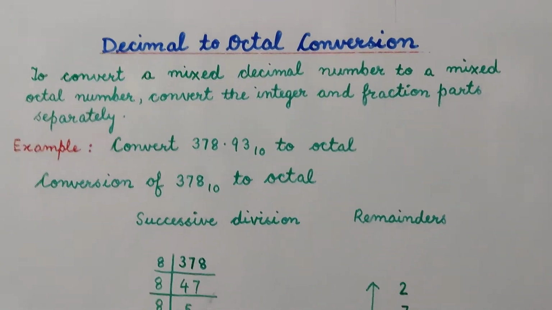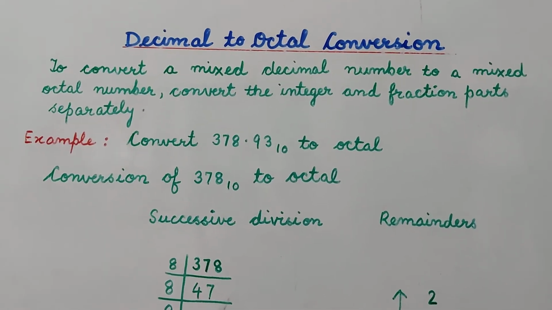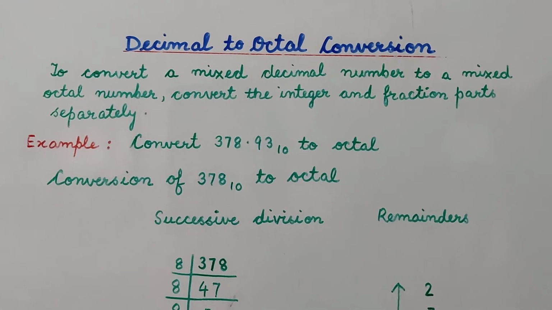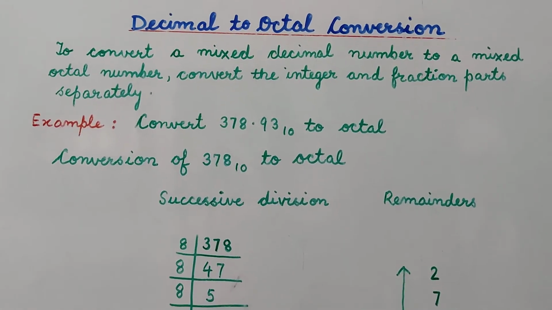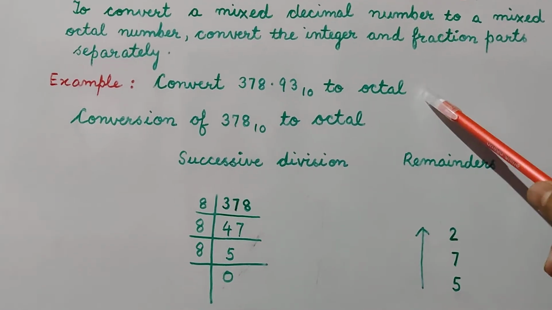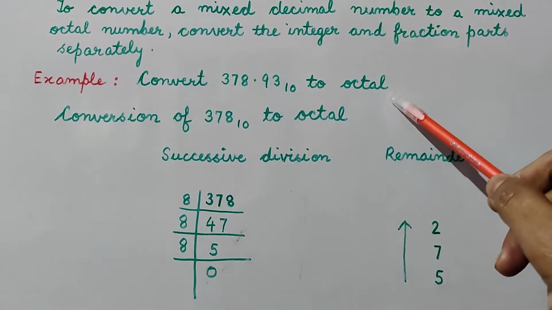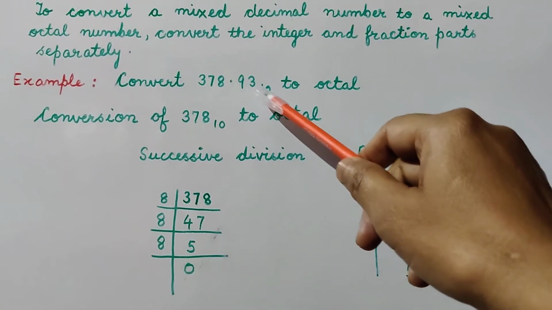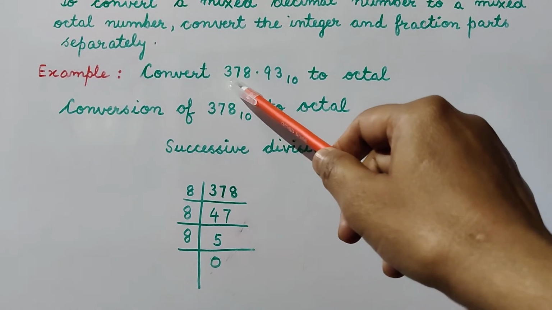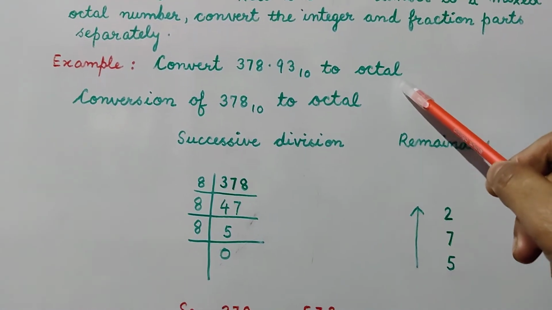Now let us move on to the next type of conversion, that is the decimal to octal conversion. If we are given a mixed decimal number and we have to convert into mixed octal number, then we will convert the integer and the fraction parts separately. Let us understand this with the help of this example, in which we have to convert 378.93, which is a decimal number, to octal. Now this decimal number has integer part and fraction part. In this case, we will convert the integer part and the fraction parts separately to get the answer in octal.